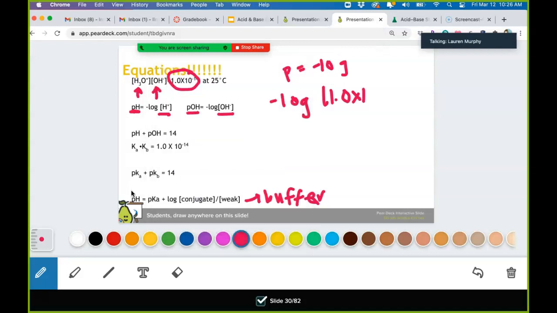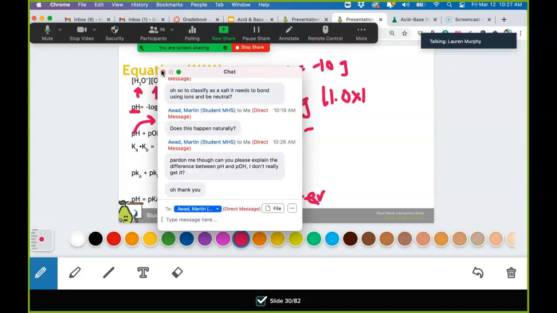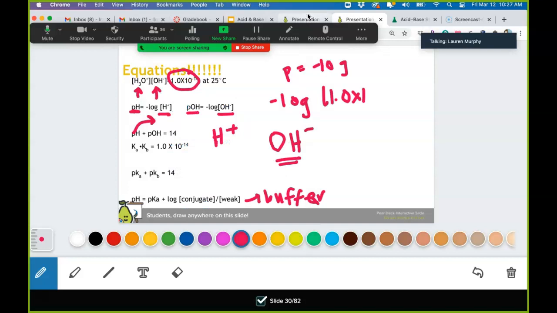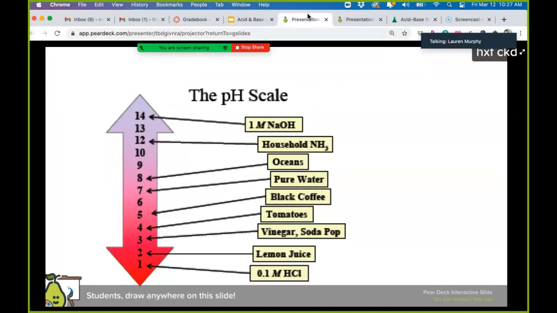So pH tells you the acidity of a system because H plus is what means acid, whereas pOH tells you the basicity of a system because OH represents base. The scale that you guys are used to using is a pH scale. I'm pretty sure you've probably never seen a pOH scale. So we will reference the pH scale.